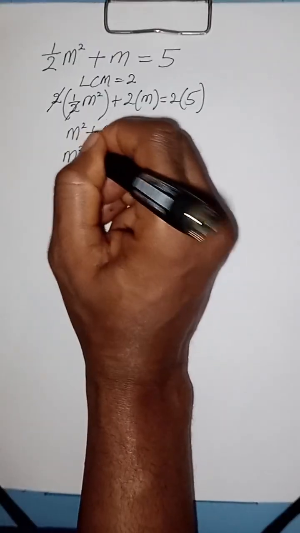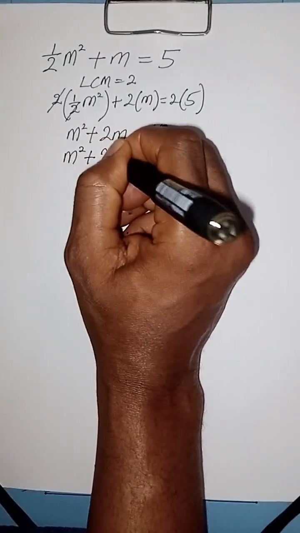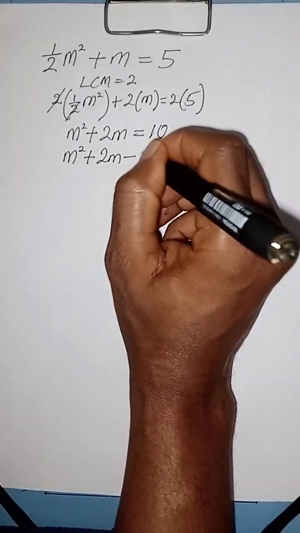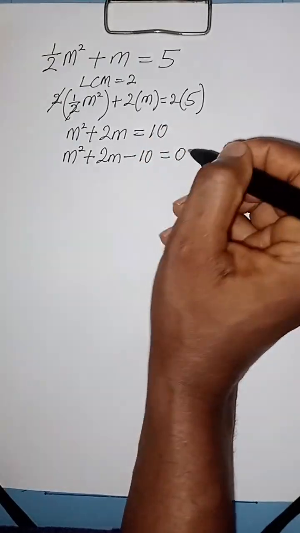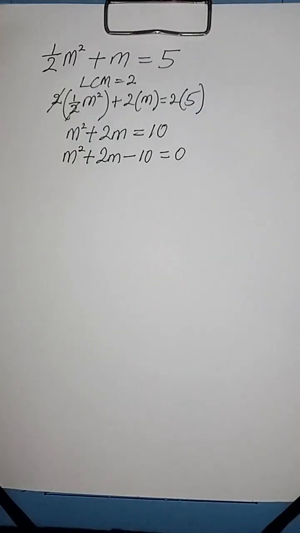You could rearrange the equation to be m squared plus 2m minus 10 equal to 0. So you now have your quadratic equation in the simple form you want it to be. Now recall that in solving quadratic equations, there are different methods. You have the factorization method, completing the square, and the use of the quadratic formula. But in this particular question, you cannot factorize. If you want to factorize, it's going to be impossible.